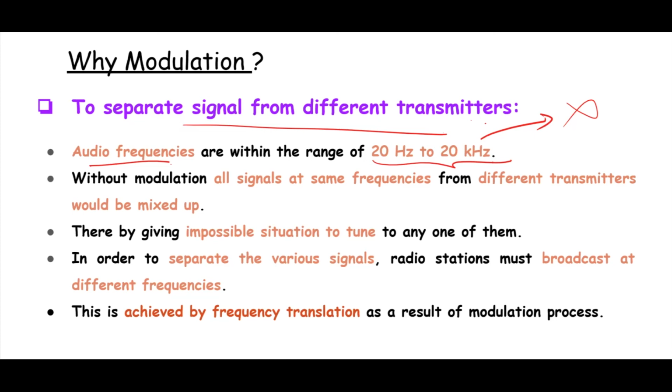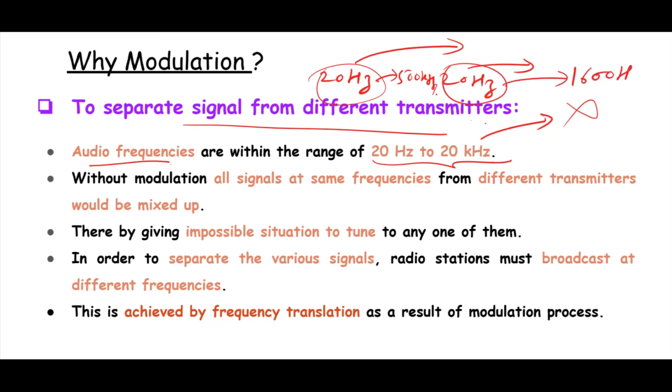Now suppose we have two signals with the same frequency, and these two are to be transmitted to some point. By modulating them, I will shift this frequency to, suppose, 500 kilohertz, and this frequency I am going to shift to 1600 kilohertz. Now as the center frequencies are different for the two signals, we can easily identify them and receive them by tuning our circuitry to that dedicated frequency only. So that is another advantage of modulation.